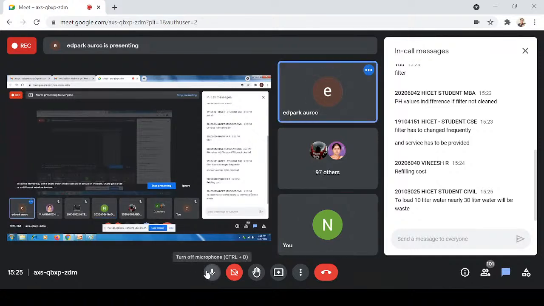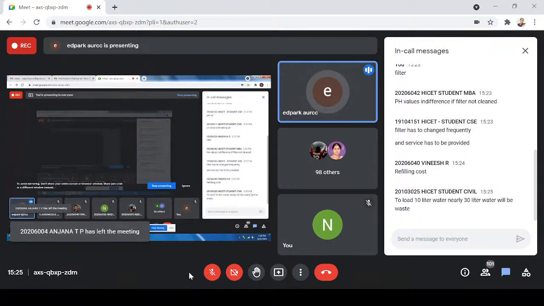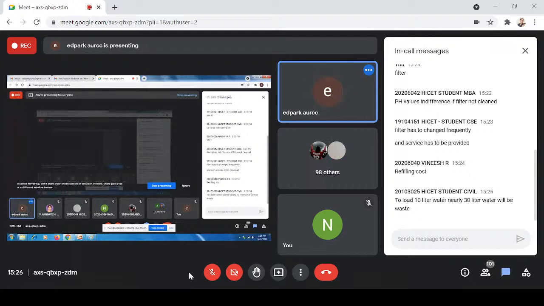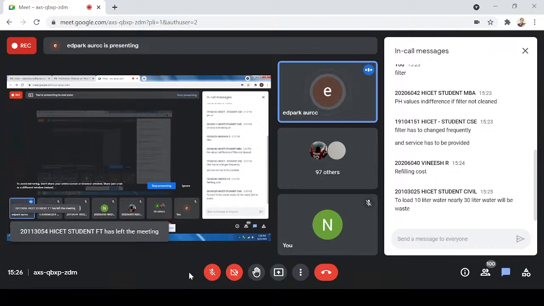And Surya Prakash said the same thing as Nadia: pH value difference, the filter is not clean, and the filter has to be changed frequently. So I can correlate these three answers. Refilling cost, from Vinish: to load 10 liters of water, nearly 30 liters of water will be wasted. Okay, more answers? Okay, yeah, go ahead please. Do you want to say something to me?